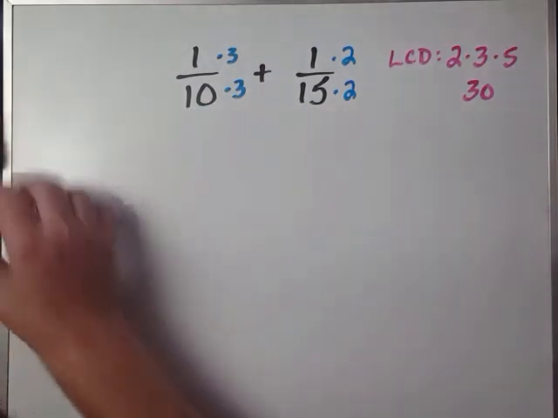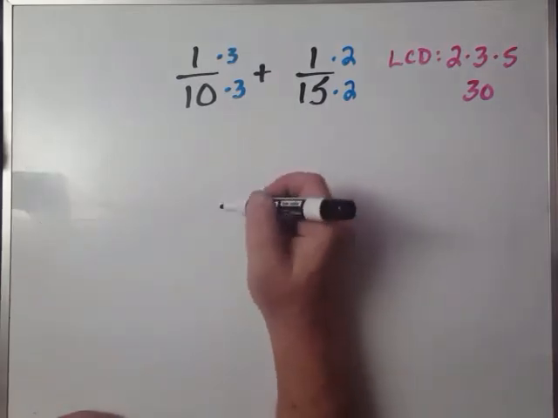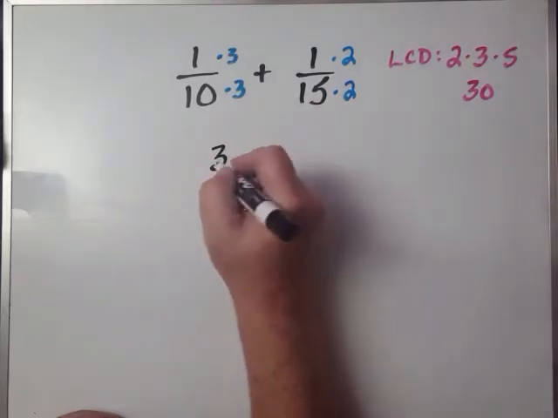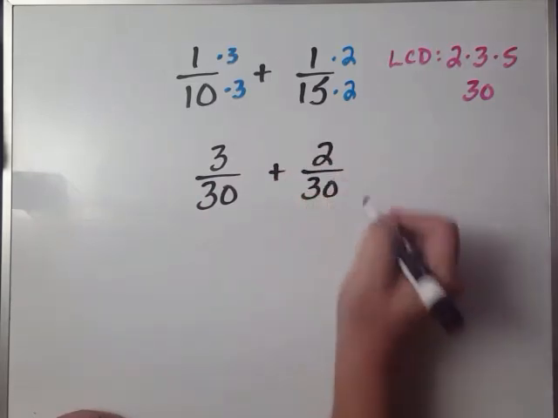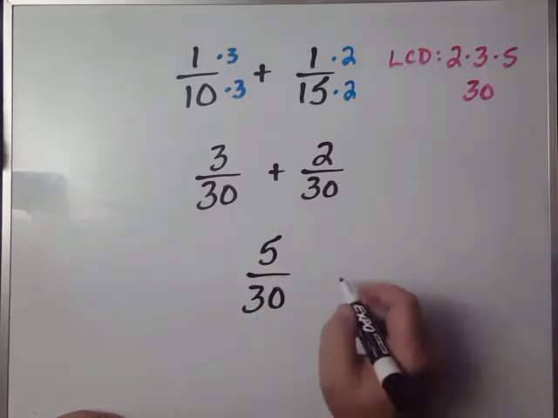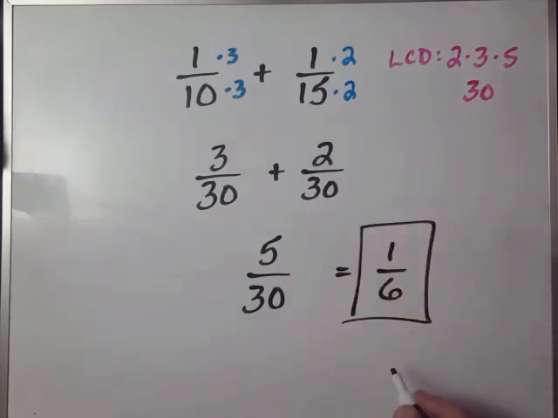Now that mechanically is how you go about finding the least common denominator and changing your fractions to have that common denominator. So we now have what? 3/30 plus 2/30, a total of 5/30, and then of course at the end we reduce if needed. This reduces to 1/6. So this is the idea we're going to be using to add and subtract these rational expressions when the denominators are different.